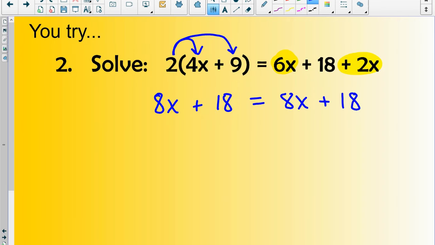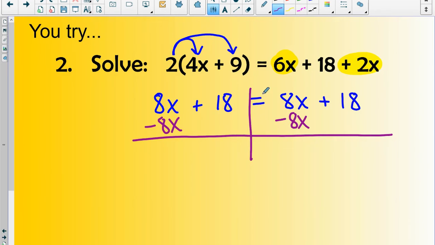We have variables on both sides of the equation, so the next thing we want to do is to try to move these variables so that they're on the same side. So in either case, I'm going to need to subtract 8x to undo the positive 8x, to basically turn it into 0. But I have to do the same thing to both sides of the equation to keep it balanced. So I subtract 8x on the left and the right.